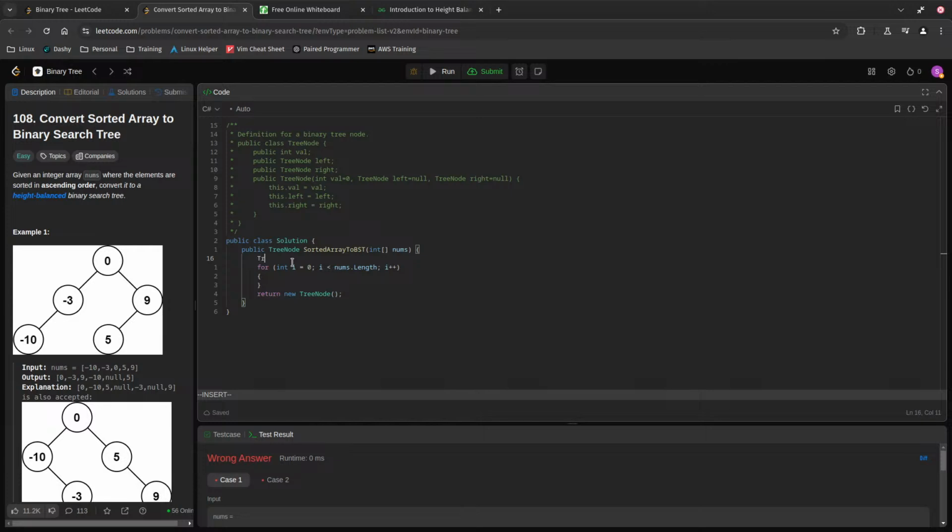So I lie and say tree node height balanced. You won't ever know my pain. She was all I needed now. Is equal to new tree node. Balanced tree.